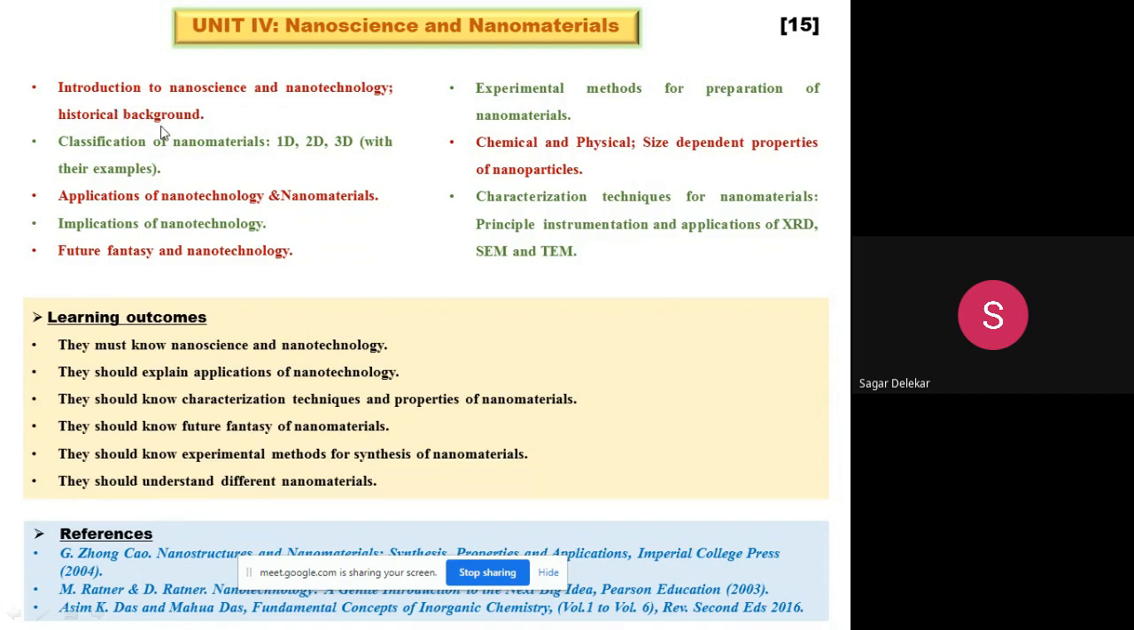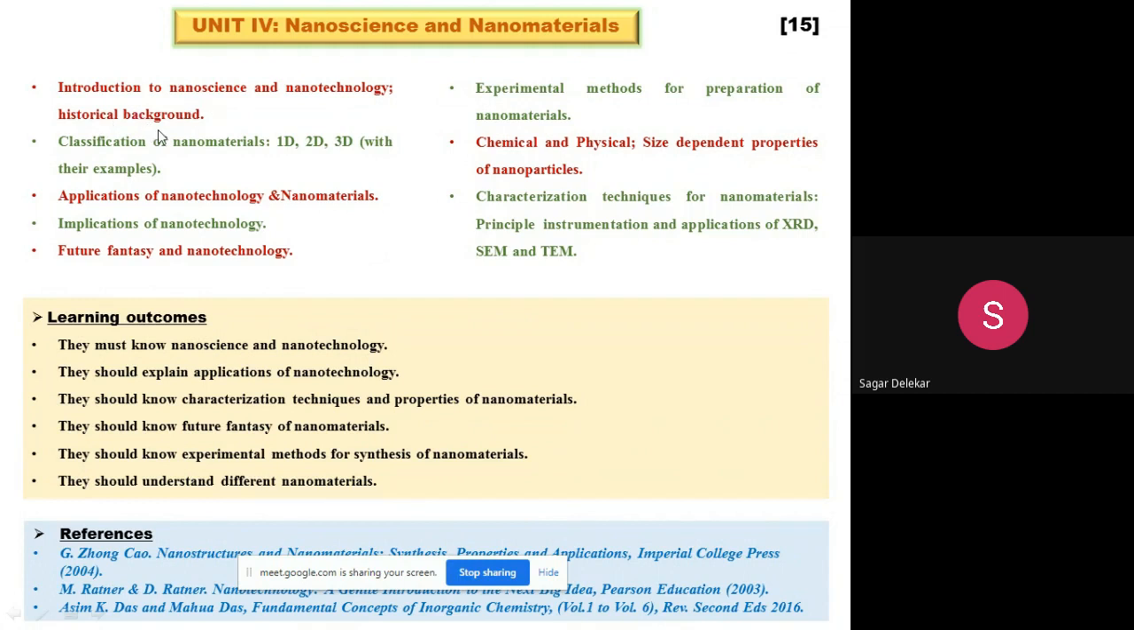And then historical background. If you are going to see the history of this science, you know that Richard Feynman is called the father of nanoscience. Why is he called the father of nanoscience? Because in this world, Richard Feynman first introduced nanoscience and technology through his talk entitled "There is Plenty of Room at the Bottom."